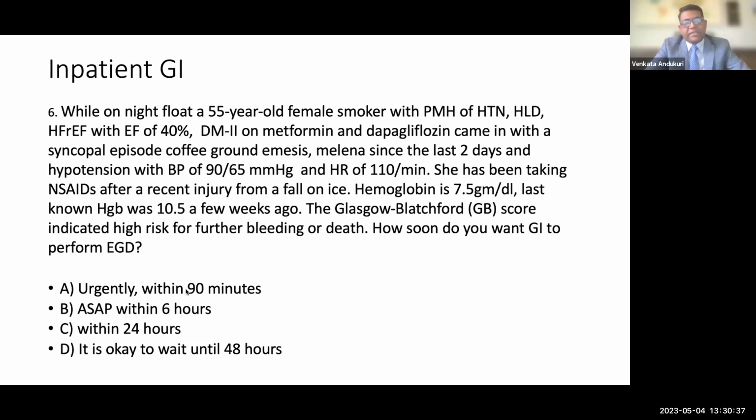Urgently within 90 minutes, ASAP within 6 hours, within 24 hours, or is it okay to wait until 48 hours? Okay, within 24 hours. That is, I believe, the right answer. So let's take a look at the evidence here.